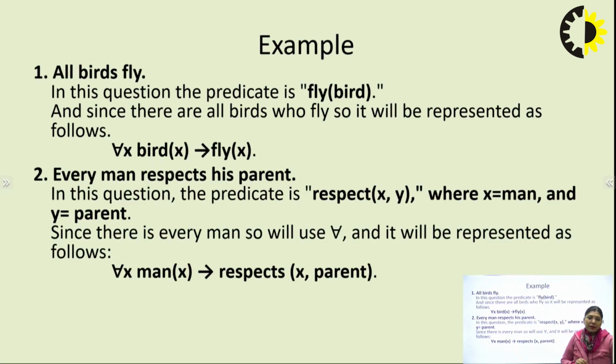So we will see certain examples for that. First example is: all birds fly. If I simply represent this, we can have the representation in terms of FOL, that is, we are representing fly bird. All birds fly, fly bird, it's a simple representation. But we are talking about all birds here, it's mentioned here, and since all the birds fly, it will be represented as follows: for all X, bird X implies fly X.